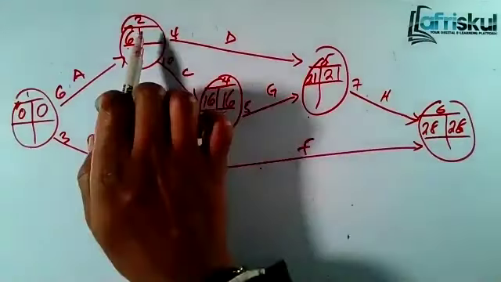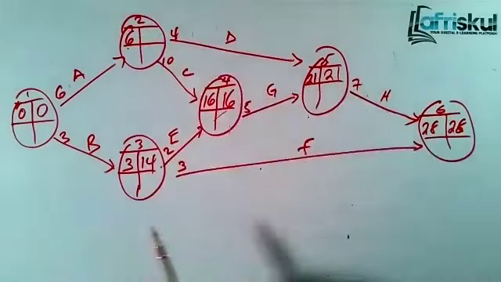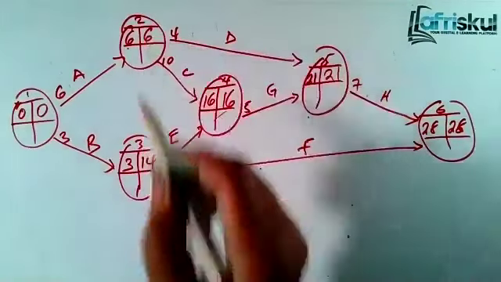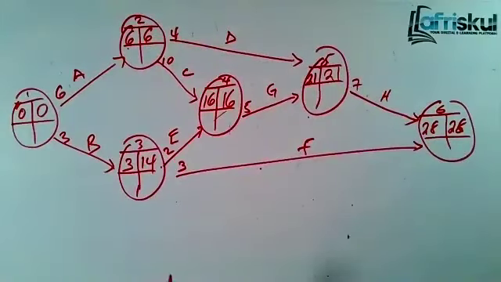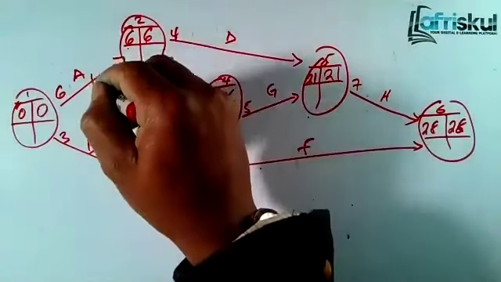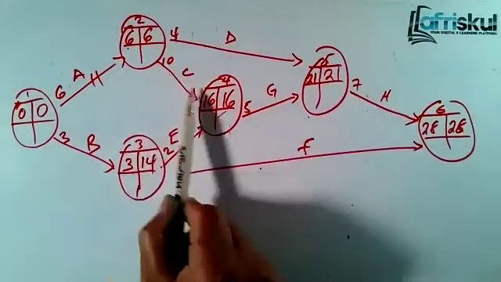And then from 3, we go to 2. 2 had 2 outgoing variables, so it will be 21 minus 4, you get 17. 16 minus 10, you get 6. So the minimum is 6. So we look at the critical path. It can't be this, 6, 6. So we have that. So in this case, we have C, we have D.